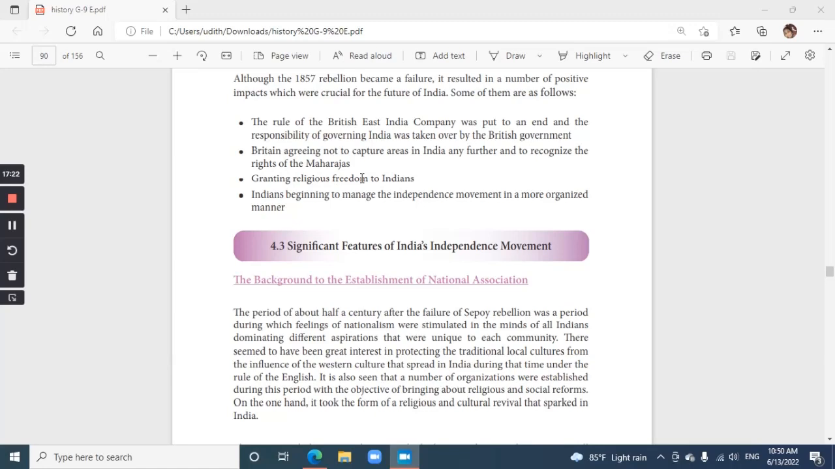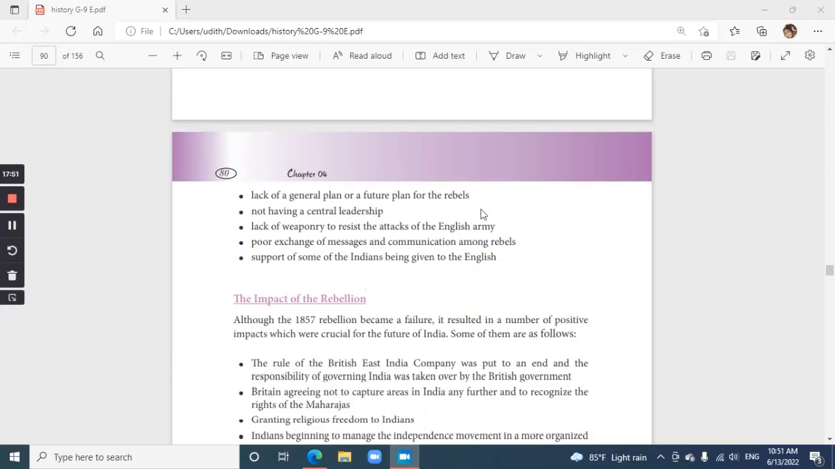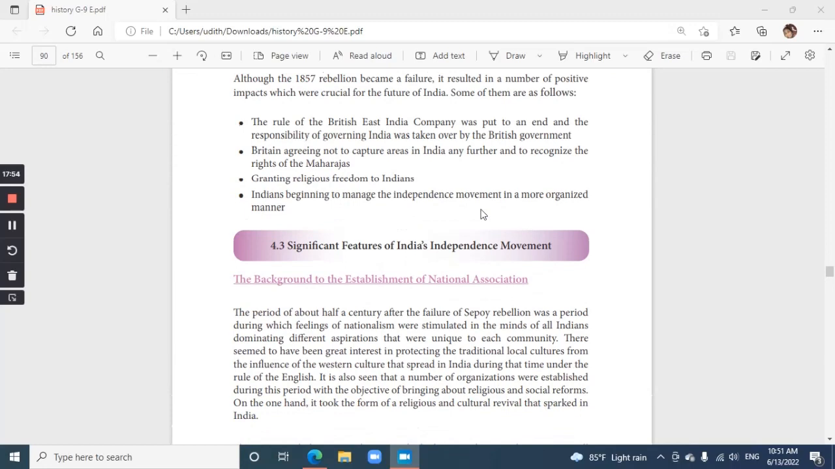Granting religious freedom to India. India has different religions, and religious freedom was given to the Indians by the English. Indians began to manage the independence movement in a more organized manner. So Indians started to organize the independence movement in a very united manner. There were some failures, so they thought of organizing it more effectively. That's the important thing.